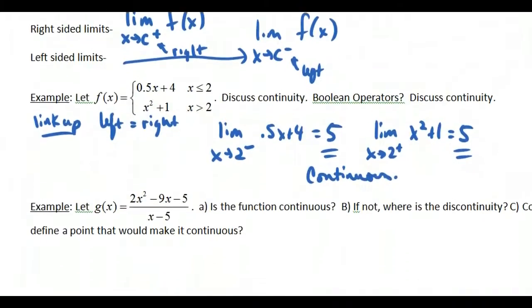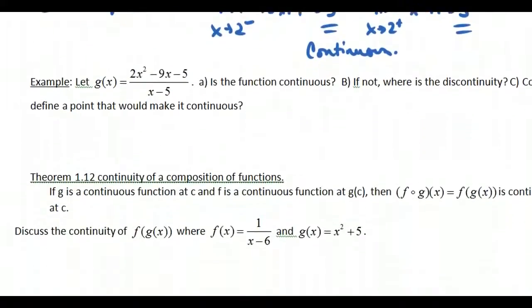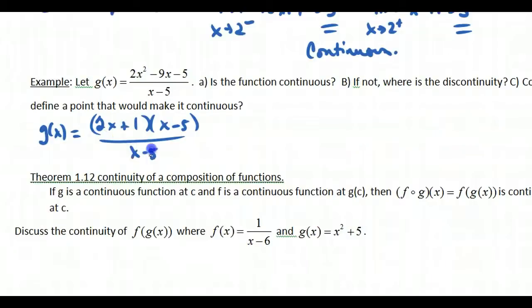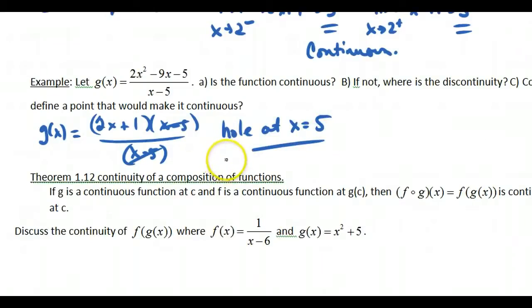The next example: is this one continuous? When you look at these types of problems, what you should usually do is figure out if they have a hole in the graph. So I'm going to factor this one, 2x and x. I'm going to guess it's a -5. Let's see if the factor 1 there works. So it's 1, -10. Sure enough, it does work. And this is x minus 5. They cancel, so I have a hole at x equal to 5. And so this is not continuous, but it's a removable discontinuity.